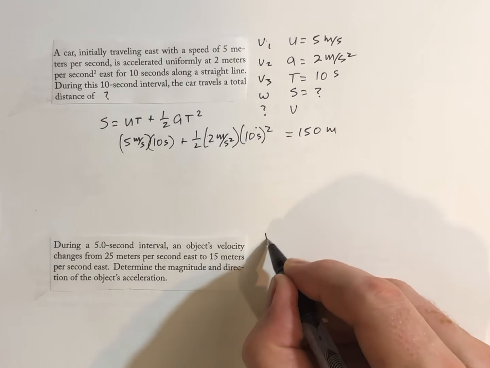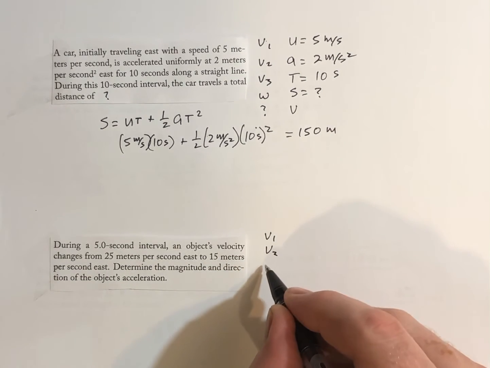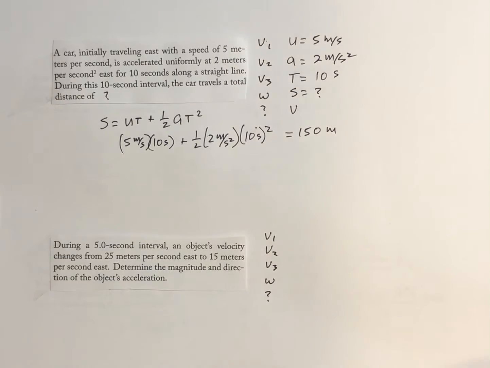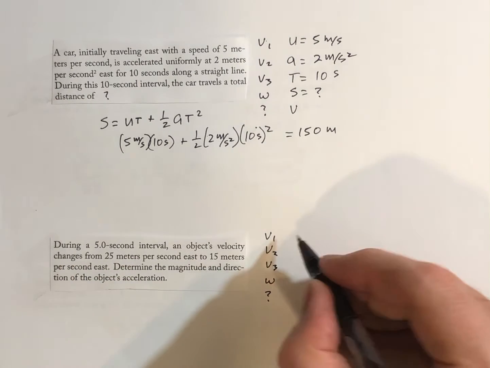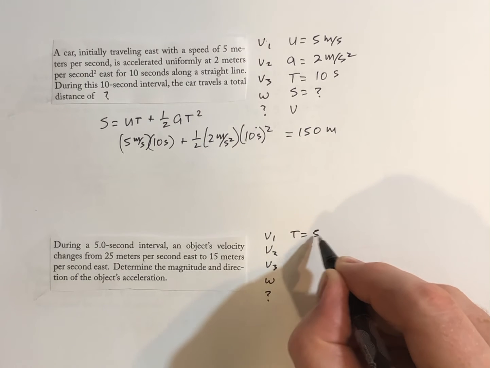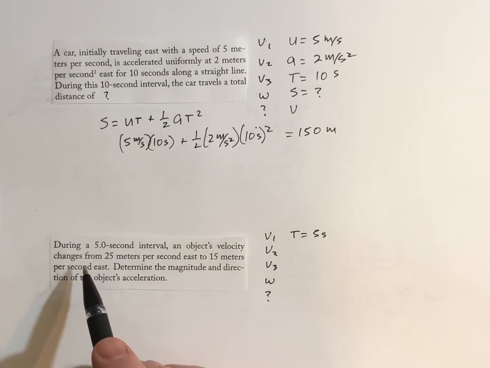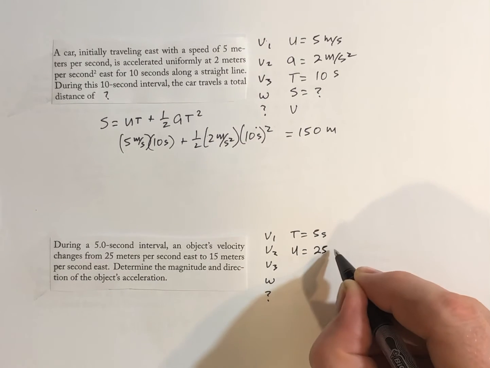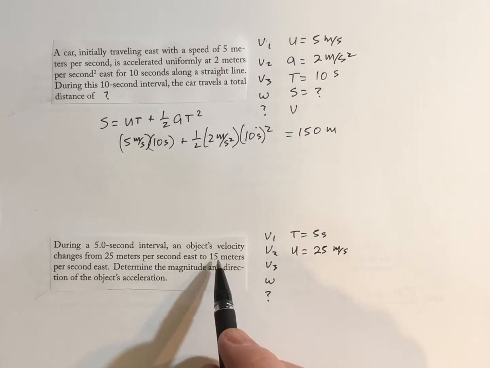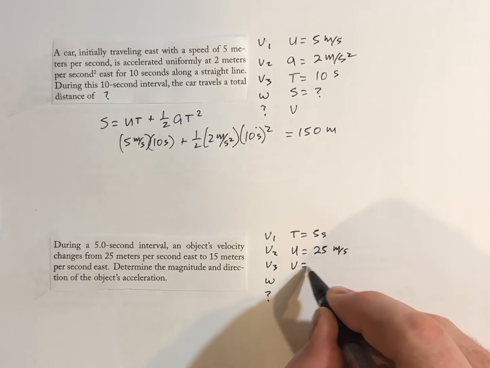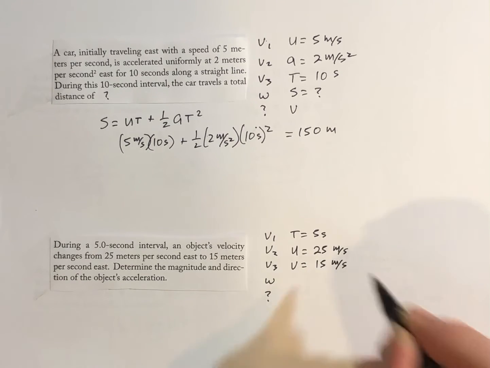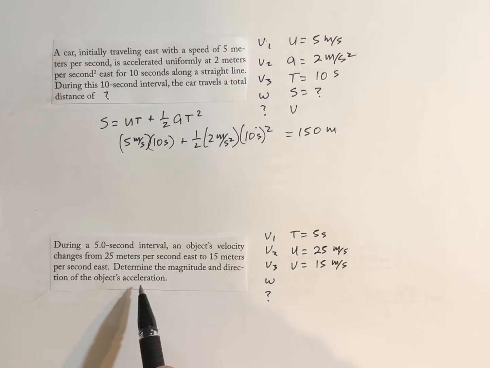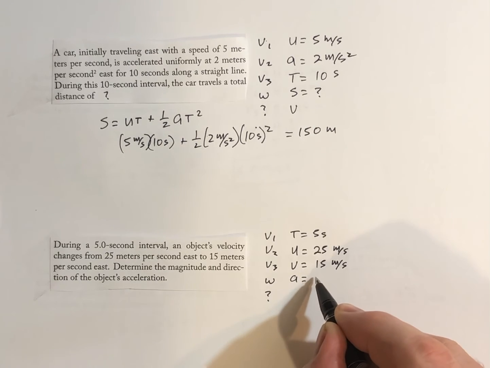So here we go. V1, my first variable, V2, my second variable, V3, and then what do I want, and what am I missing? Okay, so what do we have? During a 5-second interval, so first thing, I have time equal to 5 seconds. An object's velocity changes from 25 meters per second, so I have u equal to 25 meters per second, to 15 meters per second, so I have a final velocity of 15 meters per second, and determine the magnitude and direction of the object's acceleration. Acceleration is what I want.